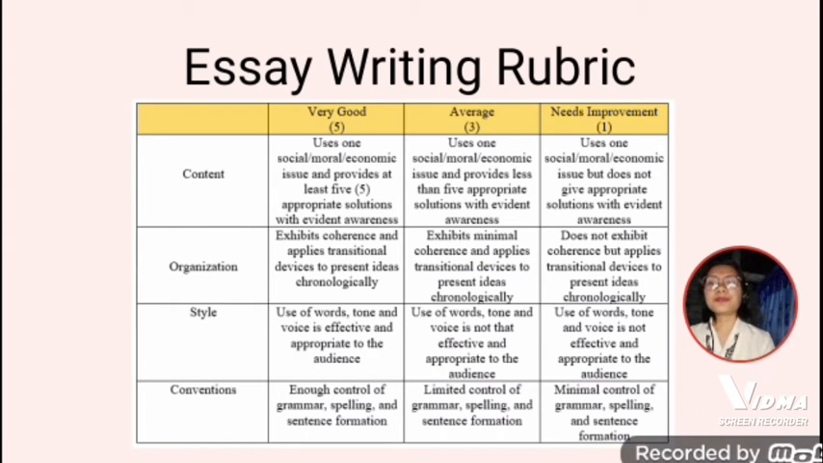And for the convention, 5 points if you have shown enough control of grammar, spelling, and sentence formation. And 3 points if you have just shown a limited control of grammar, spelling, and sentence formation. And 1 point if you have shown a minimal control of grammar, spelling, and sentence formation. So don't be pressured if I've included here the conventions. It's for your own sake. So you will be aware and guided when it comes to grammar, spelling, and sentence formation.